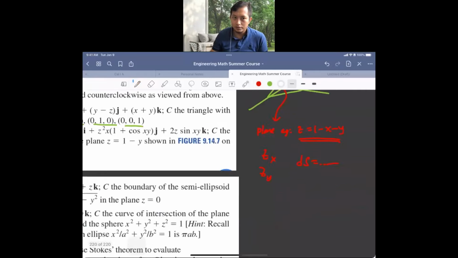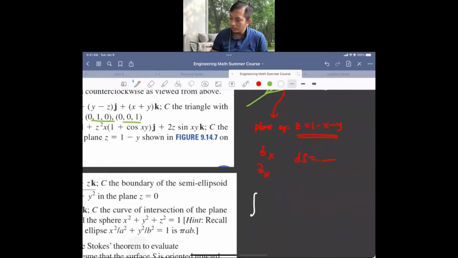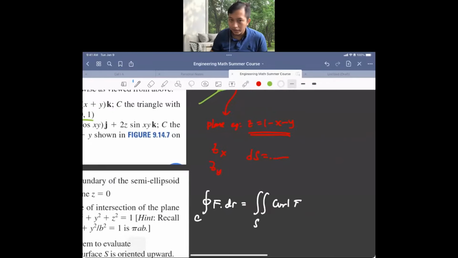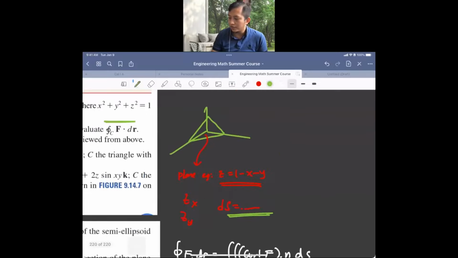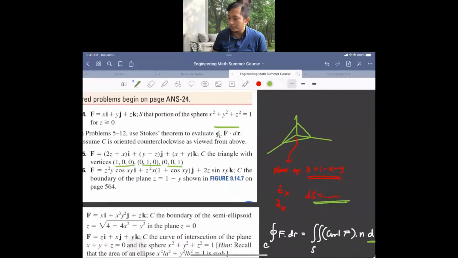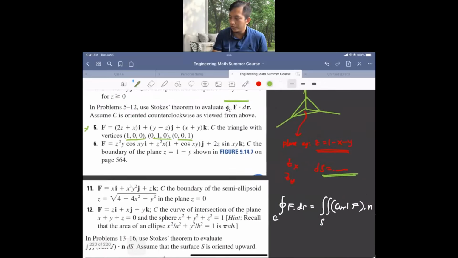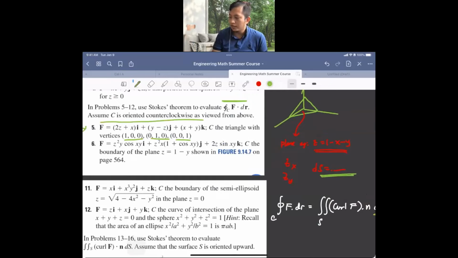Because basically we are going to change the line integral F dot dr into the Stokes form, the curl F dot n ds. So how to find the ds is basically from the conditions given. First, define F from here, it's already given. Take the curl, and then evaluate n.